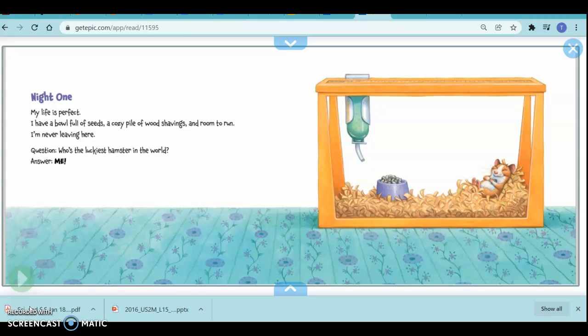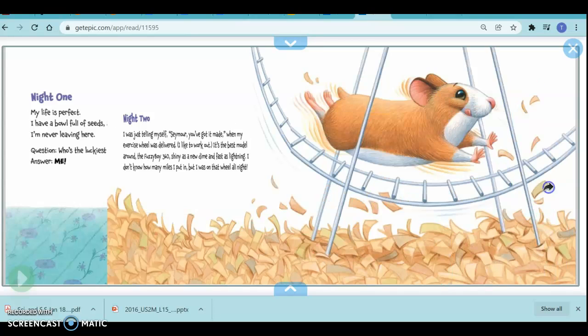Night 1. My life is perfect. I have a bowl full of seeds, a cozy pile of wood shavings, and a room to run. I'm never leaving here. Question: who's the luckiest hamster in the world? Answer: me.